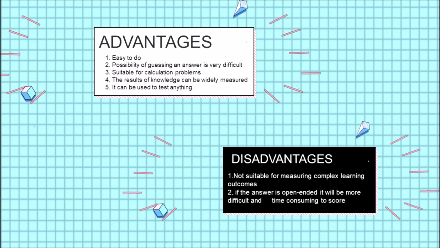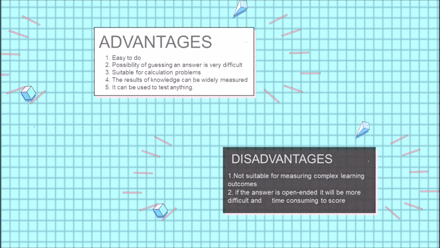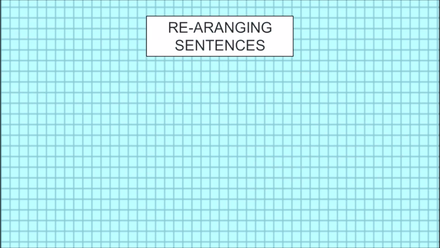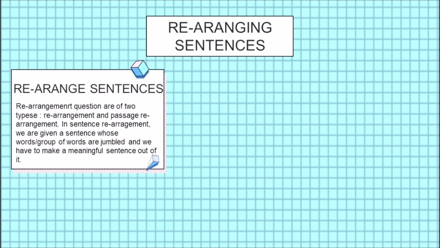A disadvantage of this question is that it is not suitable for measuring complex learning outcomes. And if the answer is open-ended, it will be more difficult and time-consuming to score. Next is the last one. Last one is rearranging sentences.